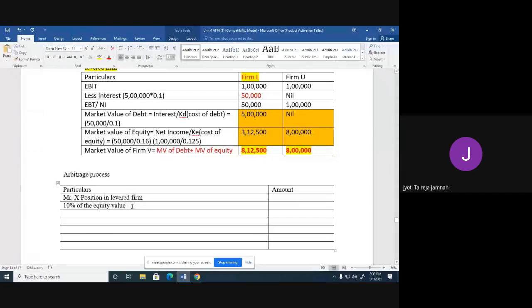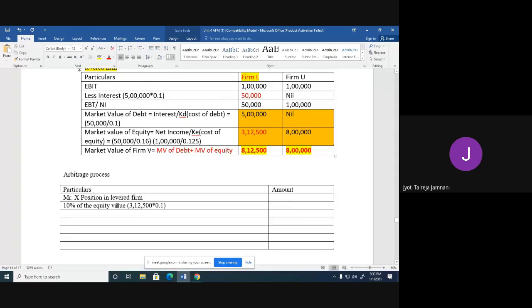Of this, he is owning 10%. So whatever shares they are, 8,12,500 rupees, the value, 10% of this is of Mr. X. So 10% of 8 lakh, sorry, 8,12,500 is the total value of the firm. He is owning only the equity. Just see here, the equity value is 3,12,500. So we are interested in this equity value, not the total value of the firm.